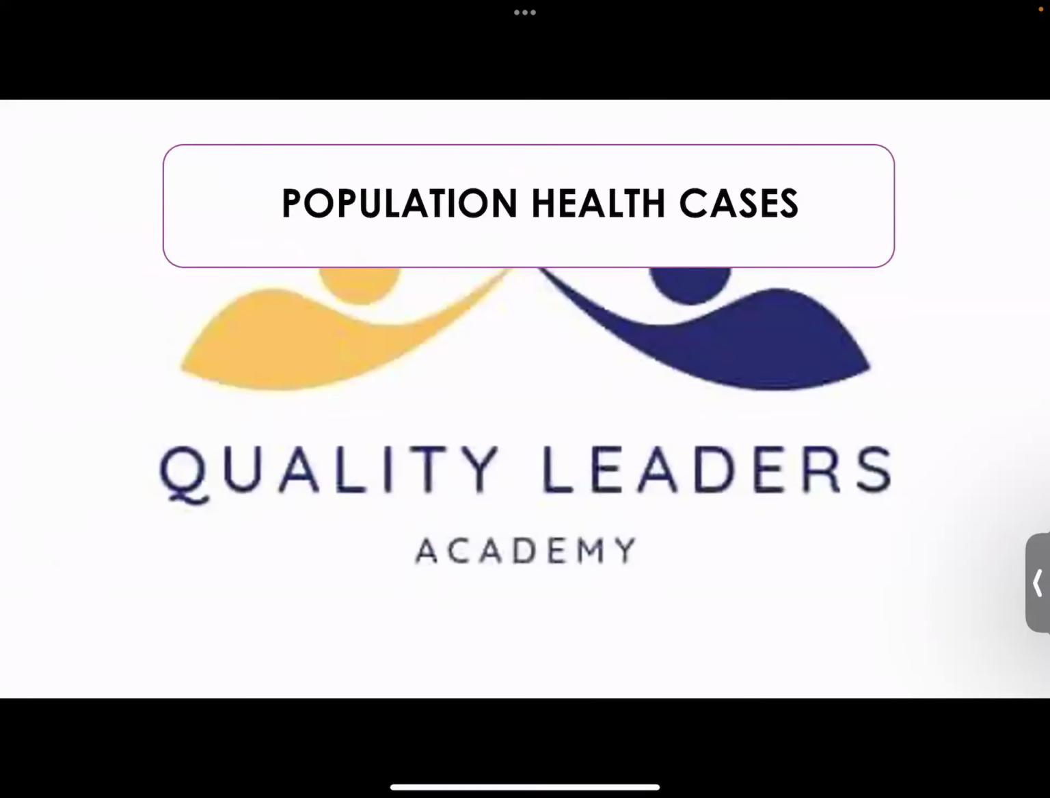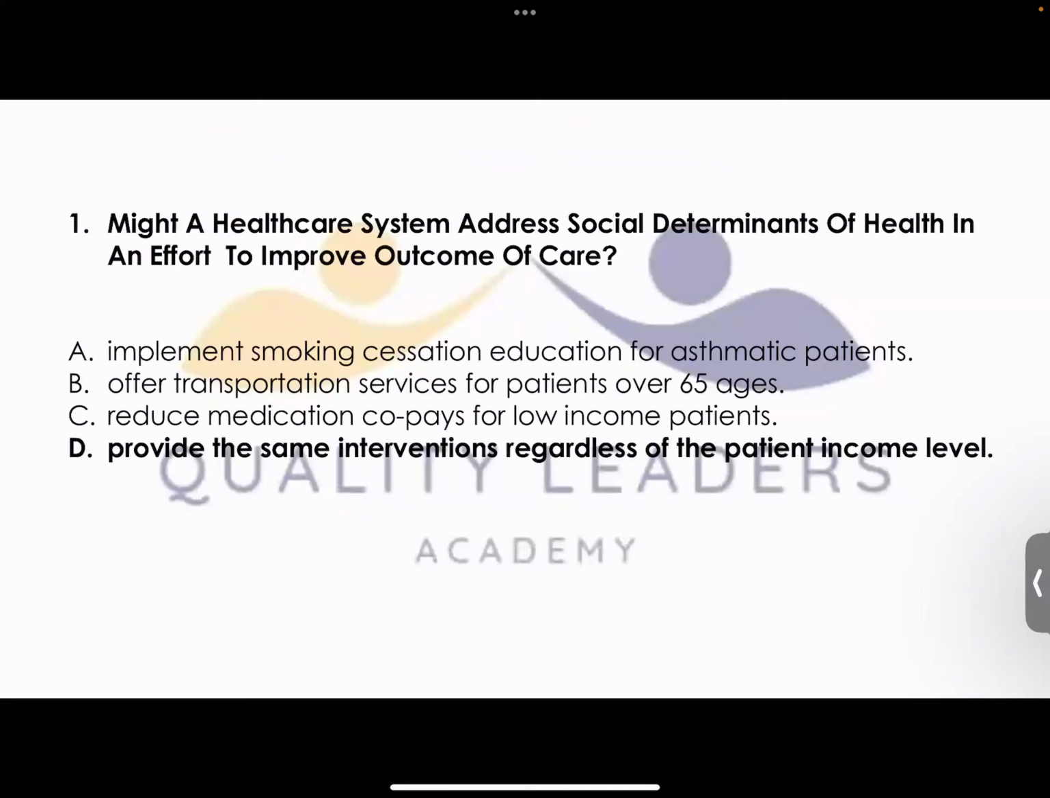Okay, population health cases. Number 1: How might a healthcare system address social determinants of health in an effort to improve outcome of care? Letter A, implement smoking cessation education for asthmatic patients. B, offer transportation services for patients over 65 years old. C, reduce medication co-pays for low-income patients. D, provide the same interventions regardless of the patient income level.